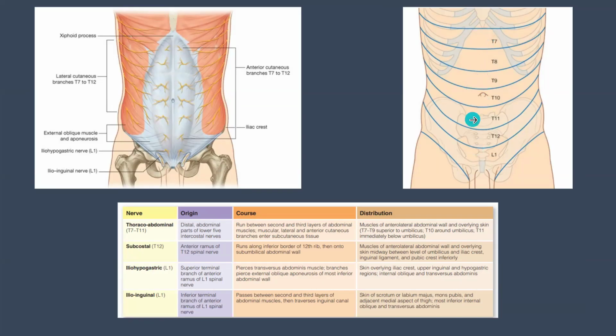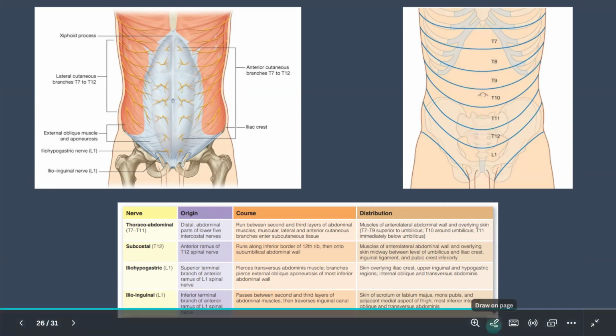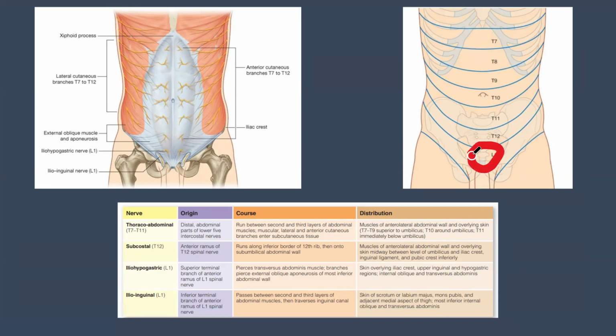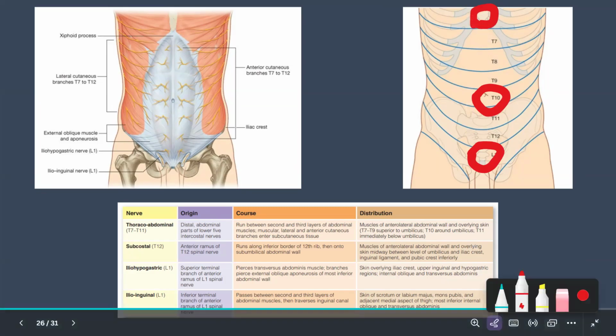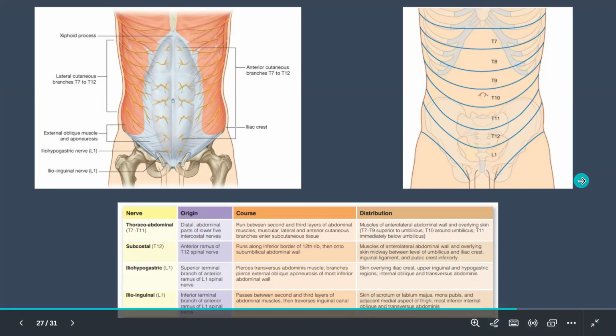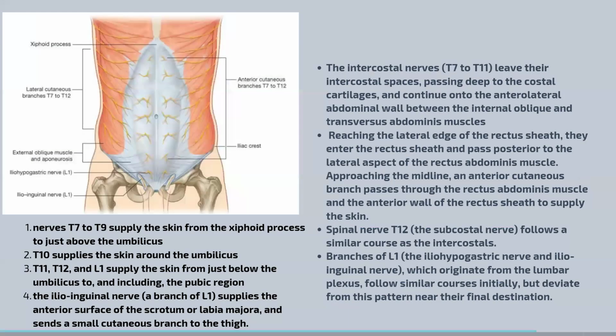7, 8, 9, 10, 11, and 12. So you have to remember these three landmarks, which highlight L1, T10 around the umbilicus, and T6 around the xiphisternal process. Below it will be T7. So these are important to know about the skin supply, and these are the nerves and how they go up and down, or their courses.